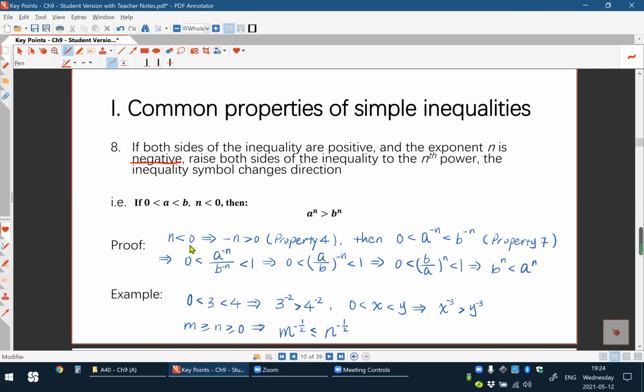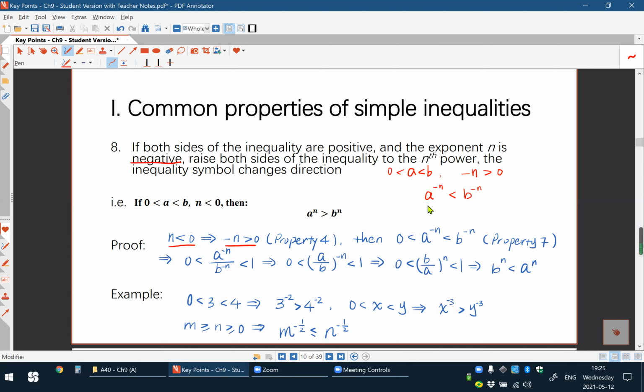Also, we can start from n is a negative number, right? If n is a negative number, then we multiply both sides by -1, and then we can get minus n is actually a positive number, right? And then according to property 7, because a is smaller than b, and minus n is a positive number, we can raise both sides to minus n's power, right? And the inequality sign does not change direction. So that means a to the minus n is smaller than b to the minus n, right?